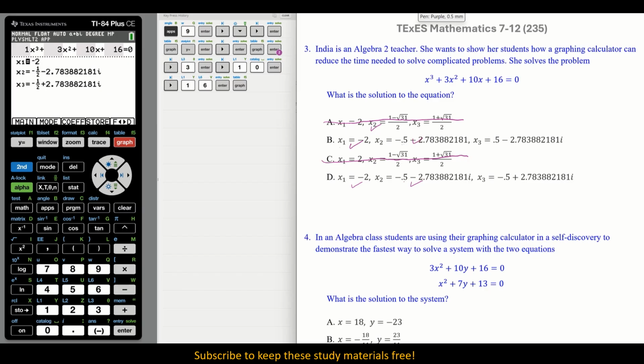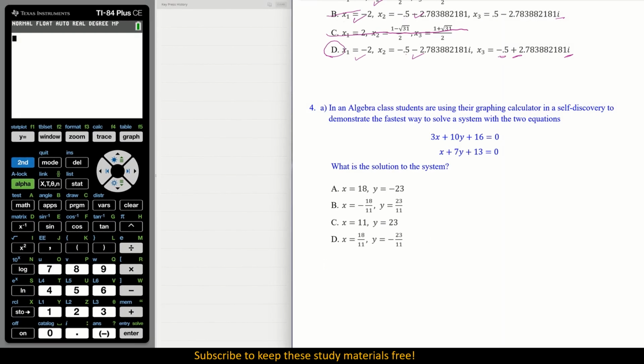Now, let's look at x3. It has a -0.5, then a positive imaginary portion. Okay, so B will not work, but looks like D does because look, it has -0.5, then plus for our imaginary portion. There you go. All right, or a complex portion, we could say. We say imaginary.